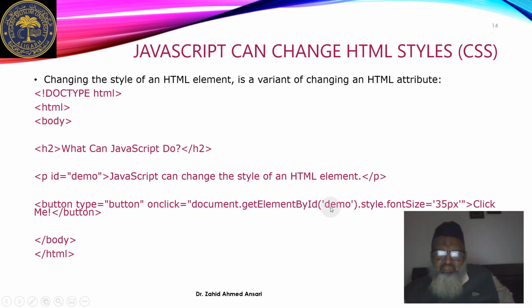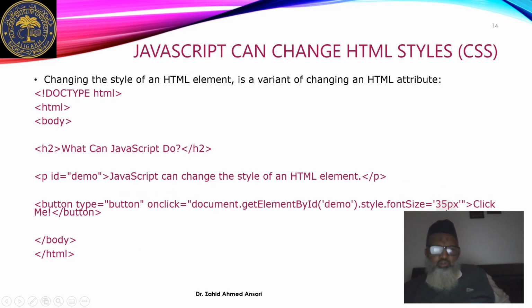So which is the element whose ID is demo? It is this paragraph element, ID is demo. We are changing its style. How are we changing the style? Get element by ID. Once we got the element, dot style, we are getting its style. Dot font size. In the style we are changing the font size to 35 pixel. So basically the text size we are changing to 35.